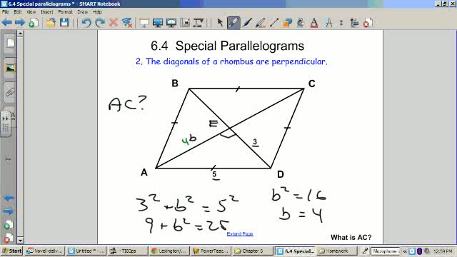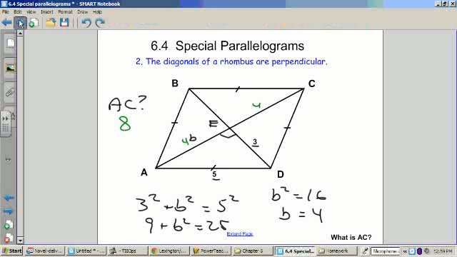Well, because I have a parallelogram, and a rhombus is always a parallelogram, if AE is 4, then EC is 4 also, and the length of the segment AC must be 8. Property number 2, the diagonals of a rhombus are perpendicular.